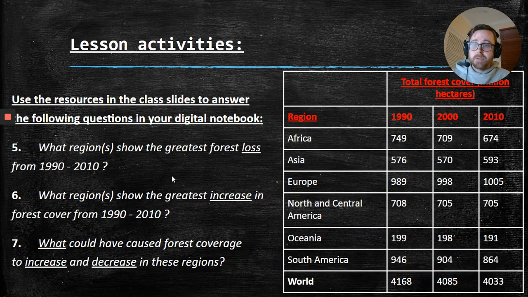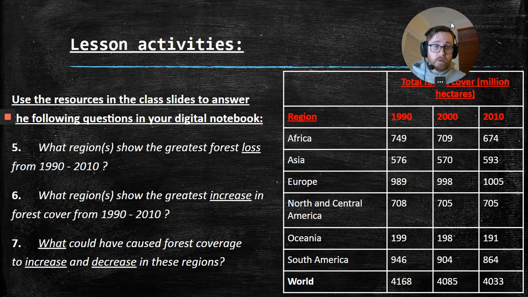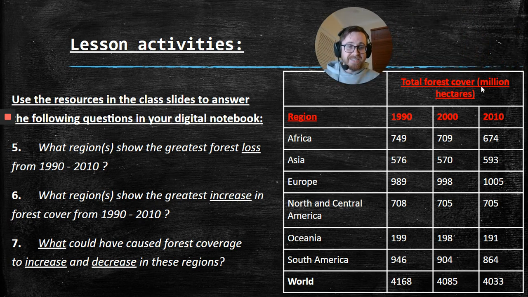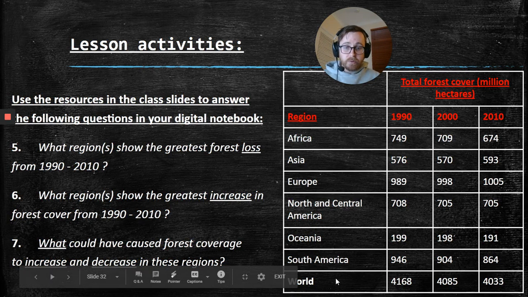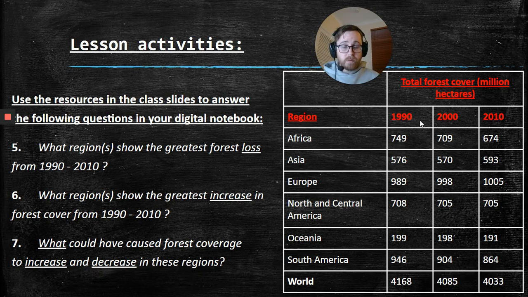Then on the last page, the last couple of questions. You've got a table here, if you move my giant head, that shows total forest cover, so how much forest we have in these different regions, and how it's changed over time: 1990, 2000, 2010. Question 5: what region or regions show the greatest forest loss from 1990 to 2010? Question 6: what regions show the greatest increase? And then question 7, again, I've asked you to do a bit more thinking.